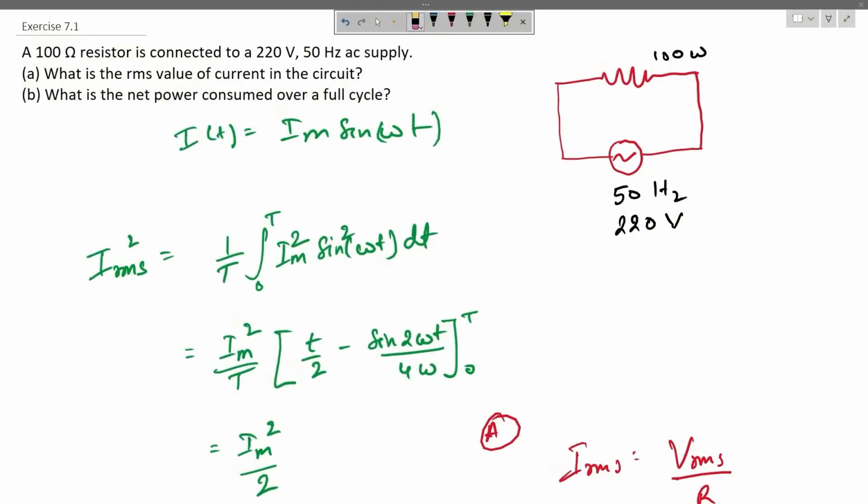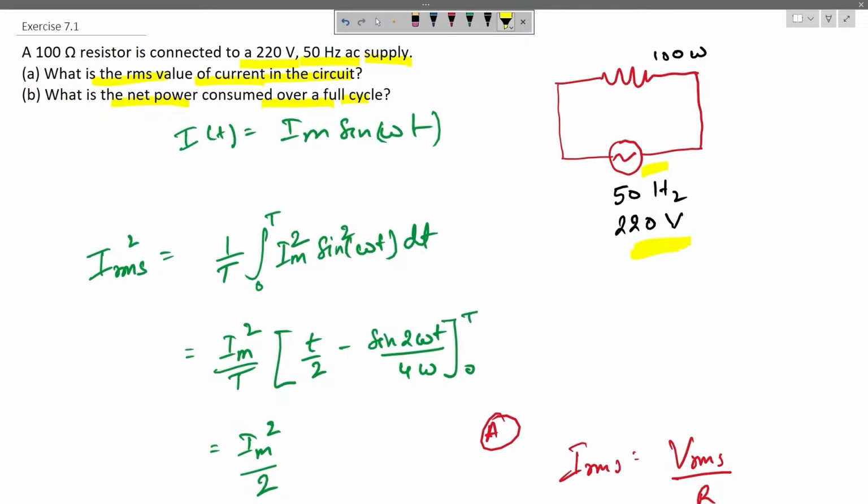The question says that a 100 ohm resistor is connected to a 220 volt 50 Hz AC supply. What is the RMS value of the current in the circuit, and what is the net power consumed over a full cycle? Now if we try to represent it in a circuit diagram, then it is like this. This is the AC supply of 50 Hz and 220 volt. Unless it's specified, this voltage is in the RMS form, and there is a resistor of 100 ohm which is connected in a series circuit.